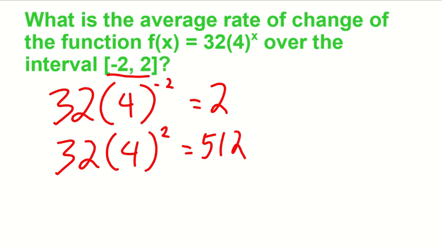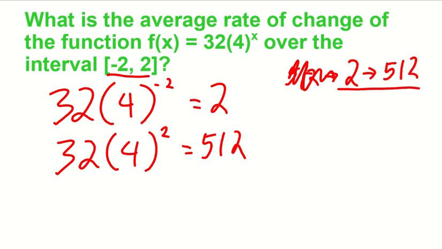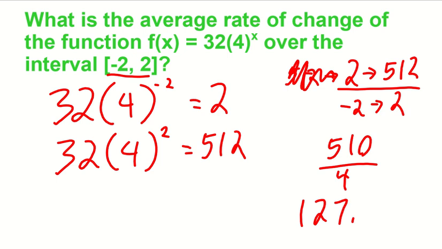Average rate of change is slope, change in Y over change in X. So our Y values are going from 2 to 512, and our X values are going from -2 to +2. 512 minus 2 is 510, -2 to 2 is 4, and that is 127.5 when you do that division.